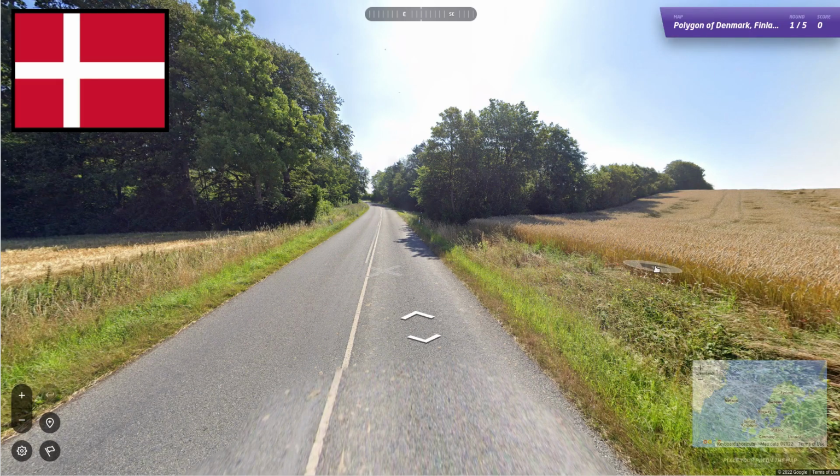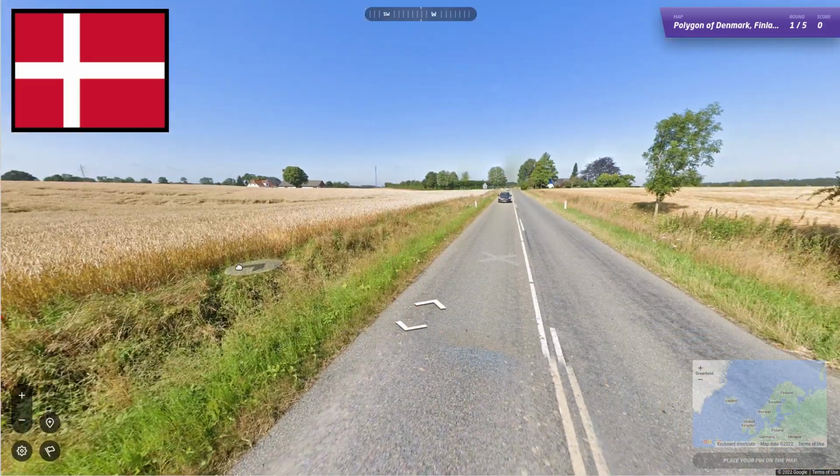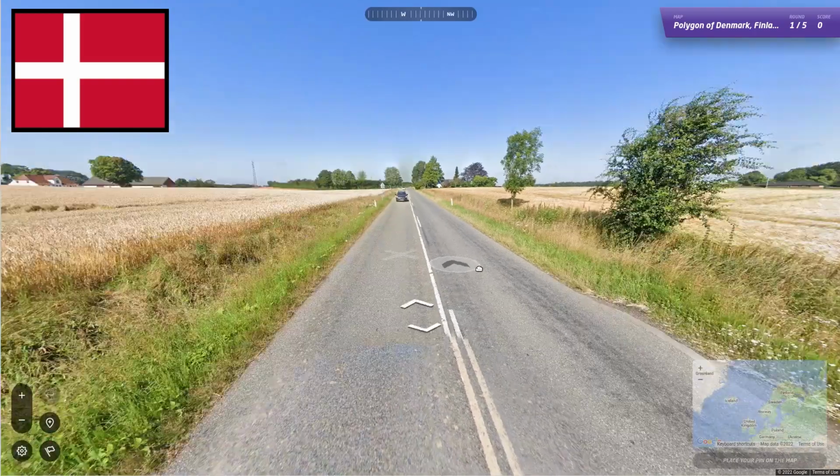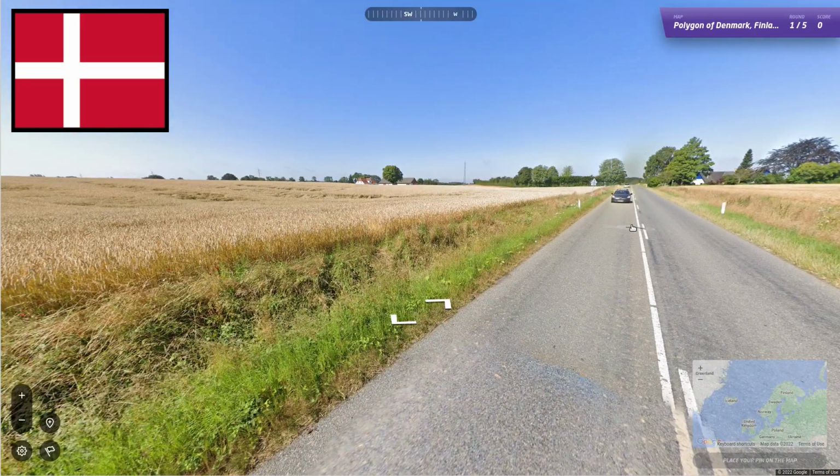This is also clearly Denmark. Lots of fields, very flat landscape and white middle lines.